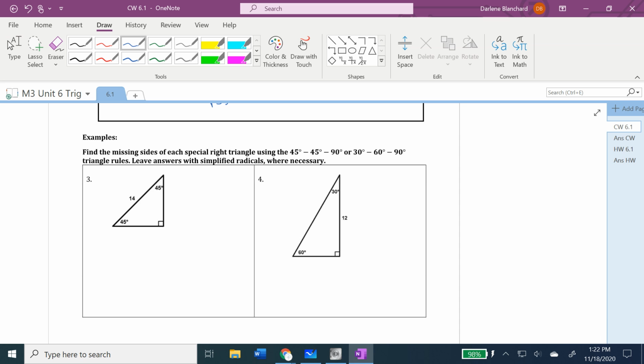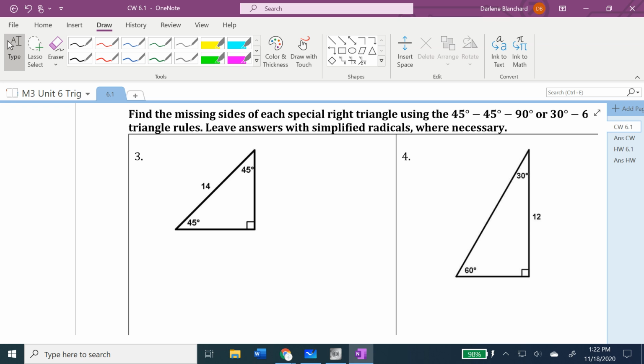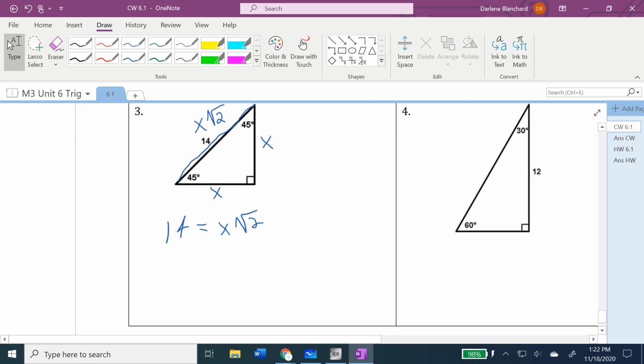So let's look at the first example. The hypotenuse on a 45, 45, 90 is x times the square root of 2, where the legs are x. So you can say the length 14 is equal to x times the square root of 2. Then when you solve for x, you are dividing by root 2.